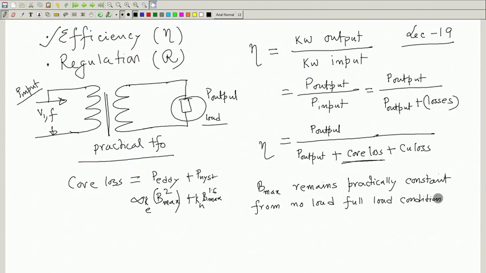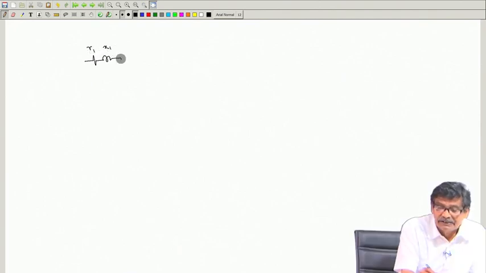Core loss remains constant, because the drop in R1 X1 is little, which gives you that the value of induced voltage E1 in the ideal transformer may not be equal to V1. Recall the exact equivalent circuit of the transformer. What is the exact equivalent circuit of the transformer? Let me go to the next page. The exact equivalent circuit is R1, X1, then this parallel branch.